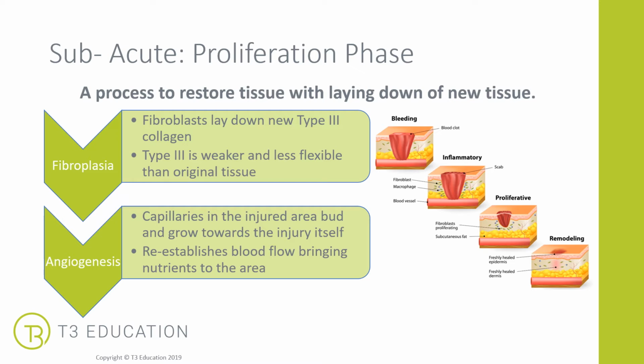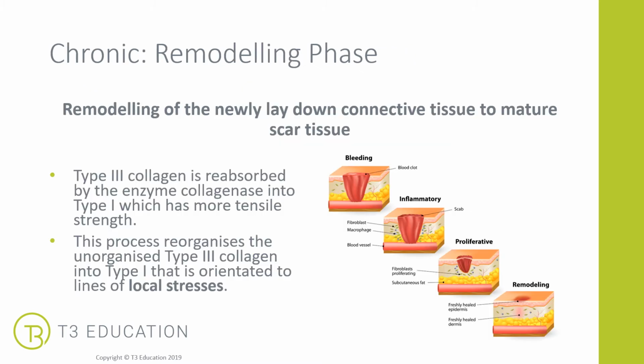So in this area, the capillaries around the injured site start to bud and they grow towards the actual injury itself. And this then re-establishes blood flow to the area, bringing important nutrients to that injury site. And one of those important nutrients to consider is oxygen. So we need oxygen to help with the healing process. So someone is a poor wound healer if they have a poor diet, or as an example, they're a smoker, then this process will be restricted.